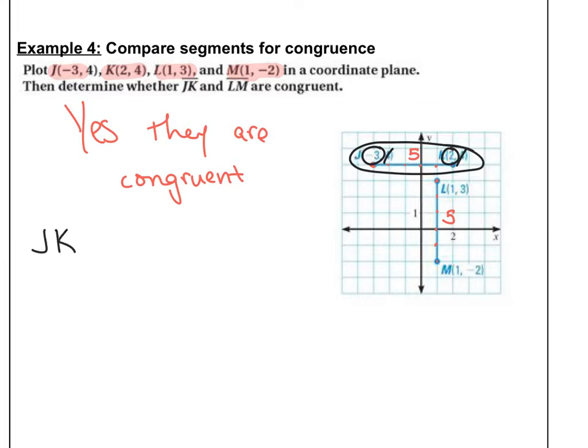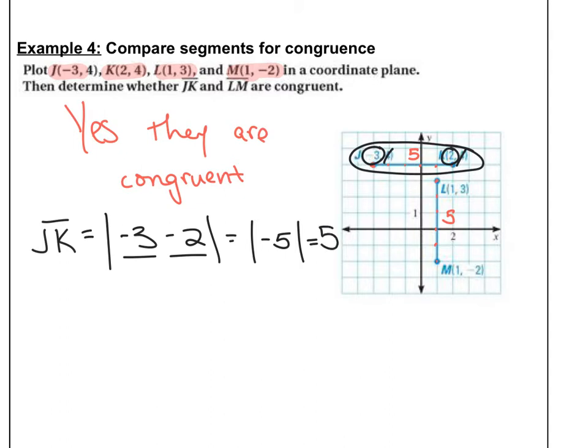So for JK, we're going to take the absolute value of the difference of those 2 points. So -3 minus 2. Now again, we're doing absolute value because distance is never negative. So what we'll get there is the absolute value. Negative 3 minus 2 is negative 5. The absolute value of negative 5 is positive 5. Oh, looky there. It matches.